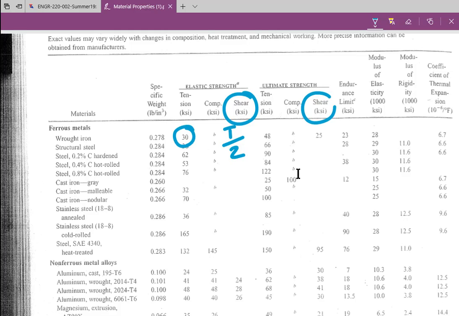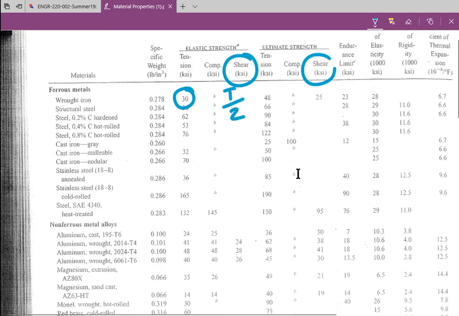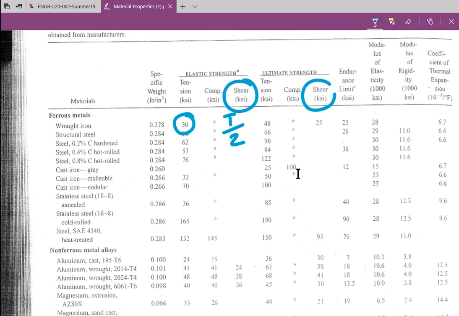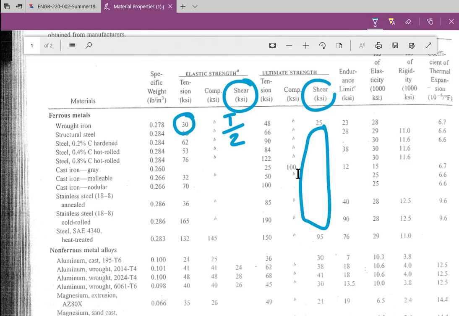There are better equations in other situations, but in this class, the one we're going to use is we're just going to take the tensile strength and divide it by 2. Some of these materials have a number listed and you use that number, but a lot of them don't have a number listed. So if they don't have a number for shear, then you just take the tensile number and divide it by 2. Same thing over in the ultimate strength column, for these numbers, take this tension and divide by 2.